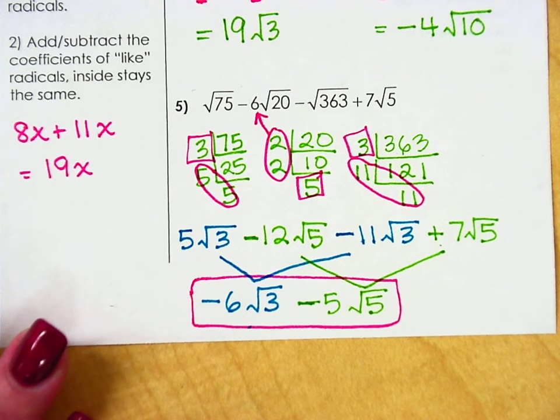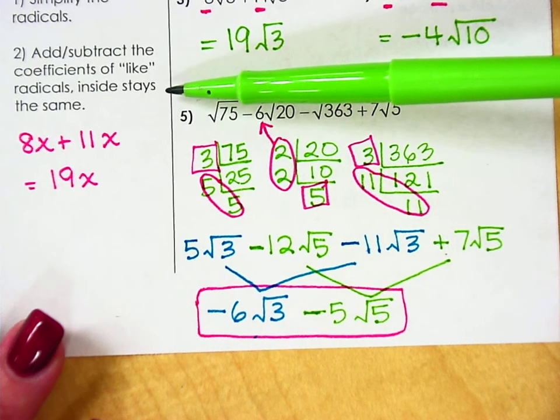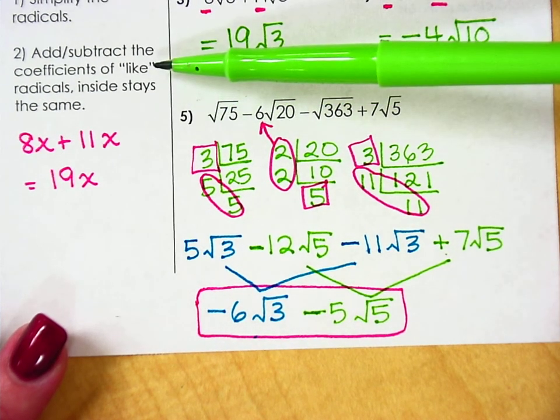So as you're working with adding and subtracting, make sure that you treat them like terms. The radicals inside have to be the same, and you're just adding and subtracting the coefficients.